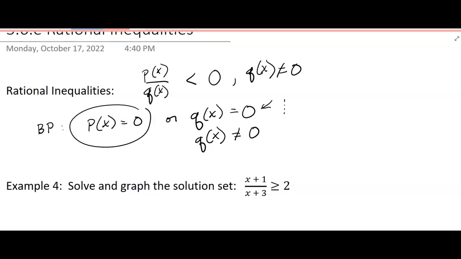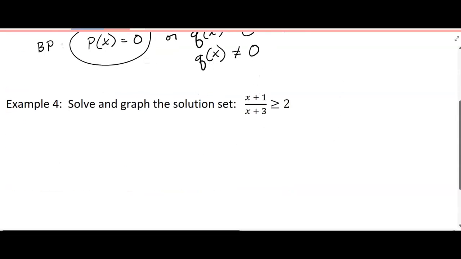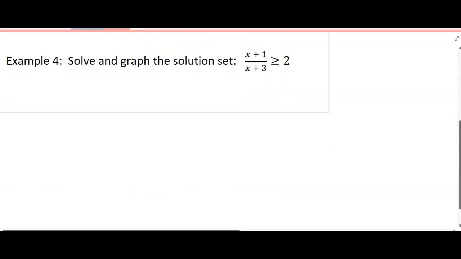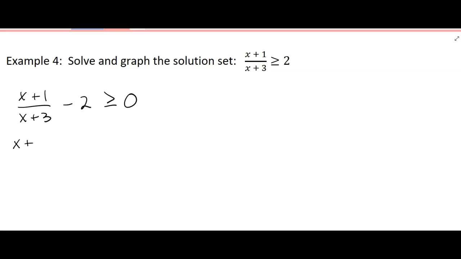But let's see what we have in our example here. It has to be set to 0, and you notice it's not set to 0. So that's going to be the first thing we've got to do. X plus 1 over x plus 3, I'm going to subtract 2, is greater than or equal to 0. Now to do this, I would need one rational expression. So I've got to make a common denominator, and the common denominator is going to be x plus 3.